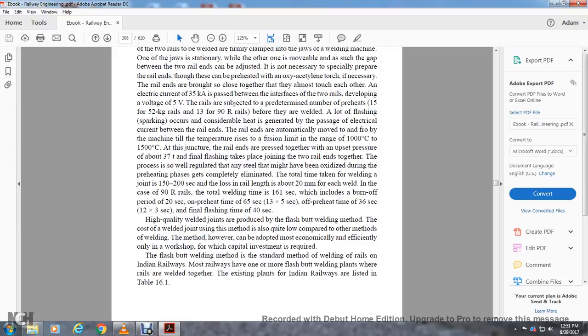High quality welds are produced with the flash butt welding method. The cost of the welded joint using this method is quite low compared with other methods of welding. The method, however, can be adopted most economically and efficiently only at a workshop, since heavy capital investments are required in flash butt welding.